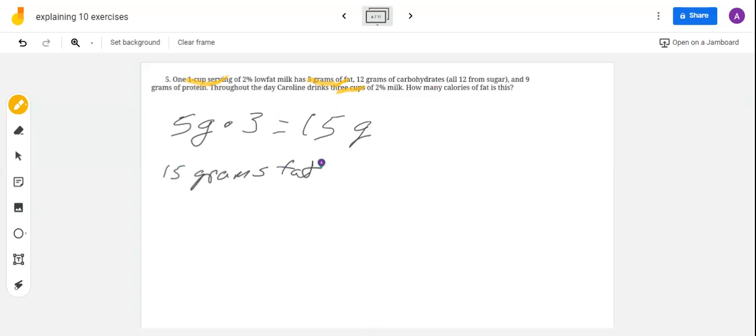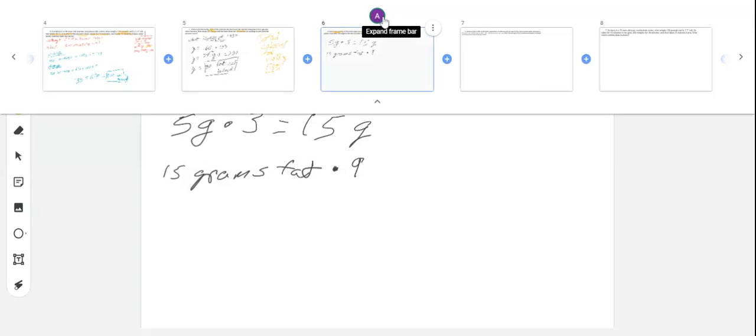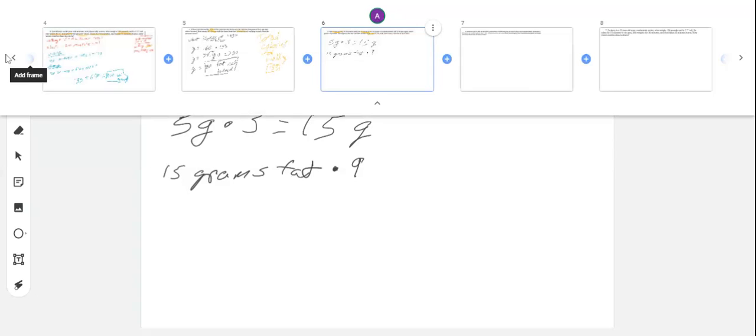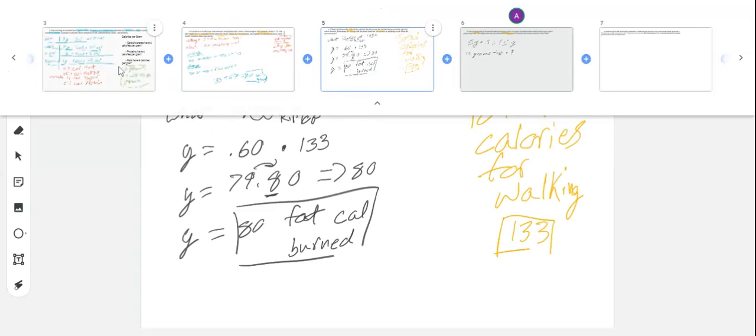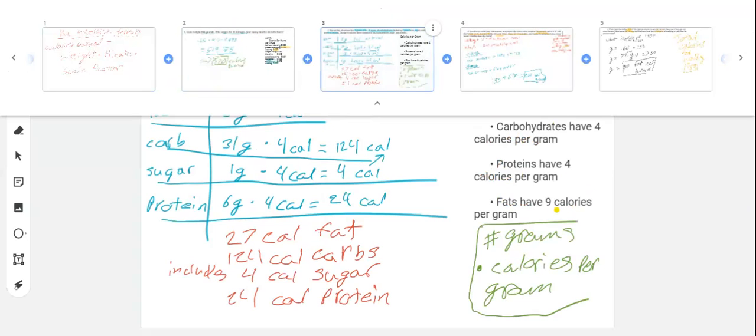15 grams of fat, which you are then going to multiply times 9, which is the number of calories per gram for fat, right? Which we saw in question 2. So let's quickly go back to question 2 to double check that I'm right. You can see what we have here. So if we come back to question 2, we will notice that fat has 9 calories per gram.